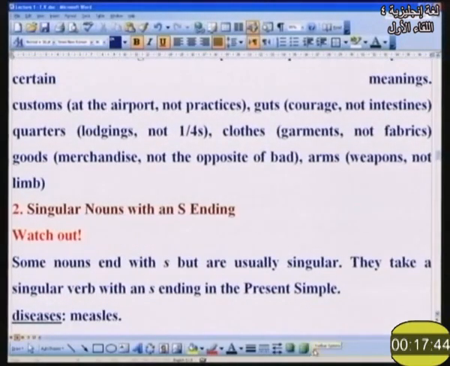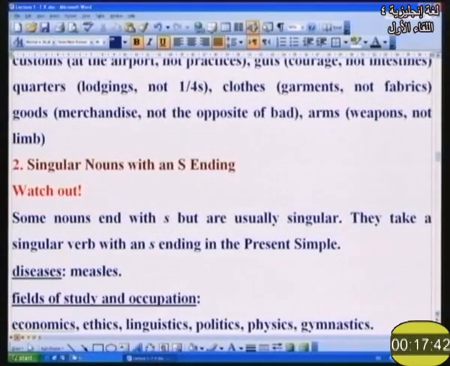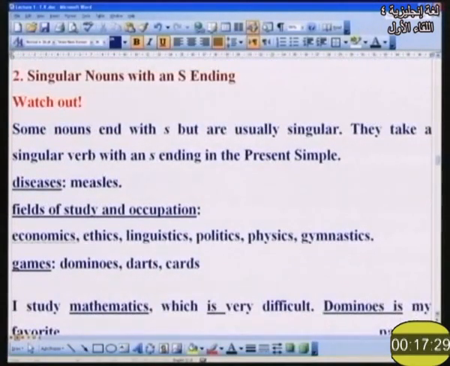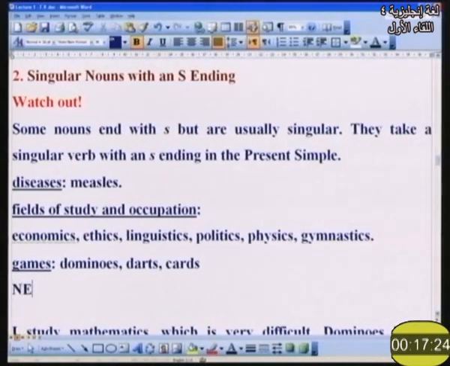Another type is the singular nouns with an S ending. Some nouns end with an S, but they are singular. They take a singular verb with an S ending in the present simple. They end with an S, but they are singular. Okay. For example, some diseases like measles. Measles اللي هي الحصبة. It ends with an S, but it is singular.